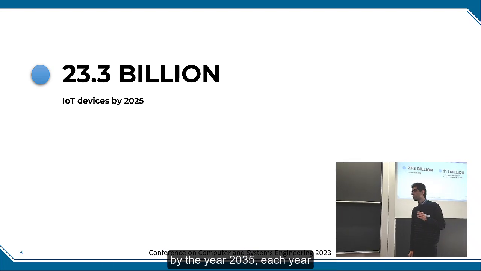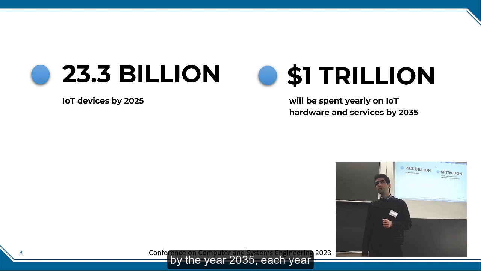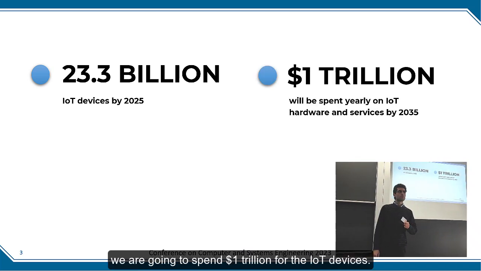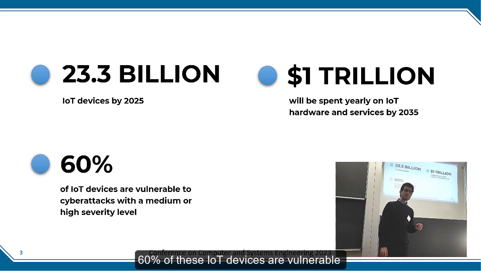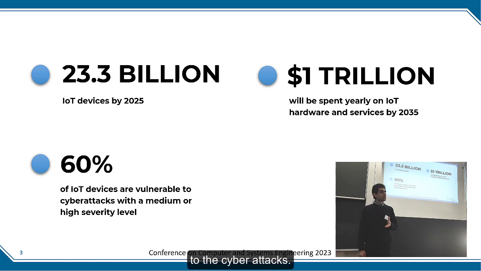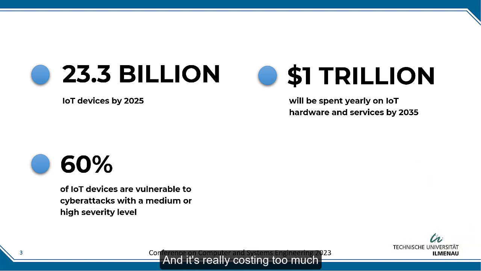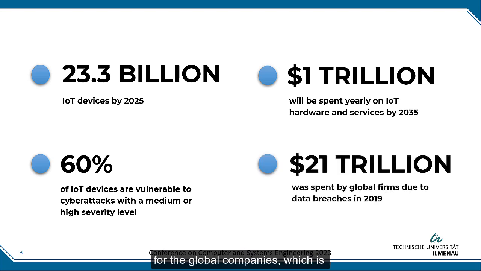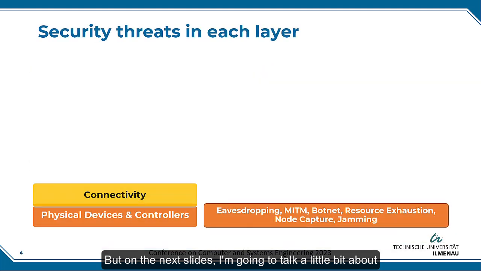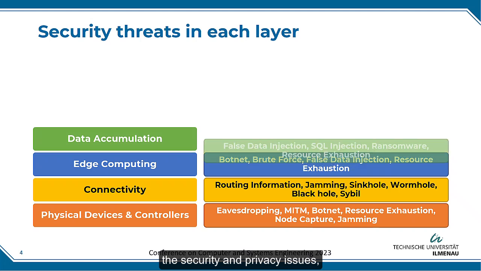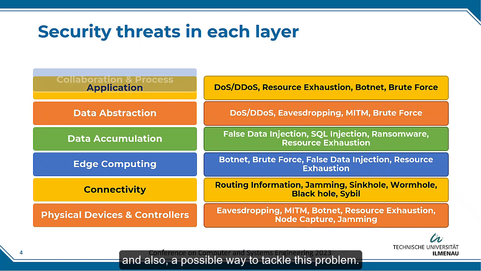And also, by the year 2035, each year we are going to spend $1 trillion on IoT devices. But there is one major problem. 60% of these IoT devices are vulnerable to cyber attacks. And it's costing global companies too much, more than $21 trillion in just the year 2019 on security data breaches. But in the next slides, I'm going to talk a little bit about the security and privacy issues and also a possible way to tackle this problem.